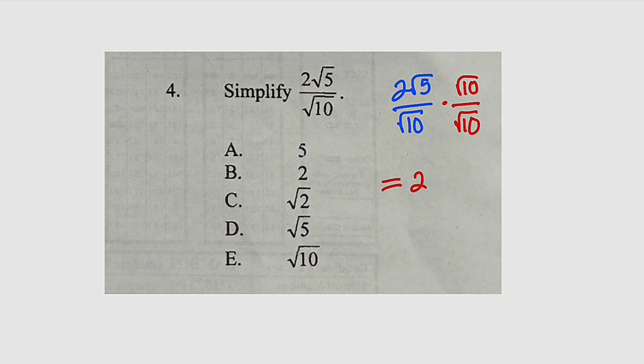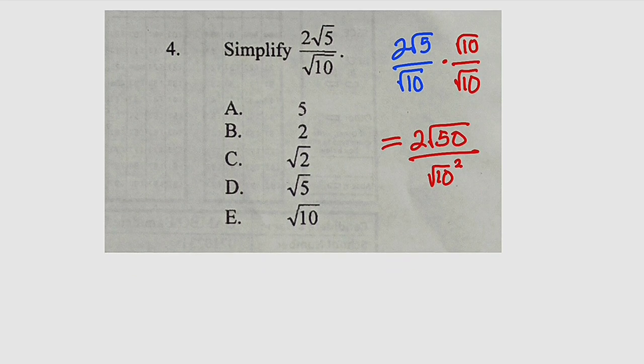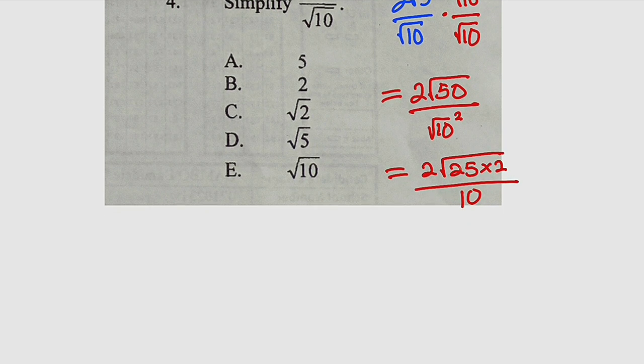So to the top we have 2 root 5 times root 10, which is root 50. To the bottom, we have root 10 times root 10, which is root 10 squared, right? And you know that 50 is the same thing as 25 times 2. So we have root of 25 times 2 divided by 10, because the power of 2 will clear the square root. Then we know that square root of 25 is 5. So you bring the 5 outside, it will multiply the 2. Then inside we still have square root of 2. Then you divide by 10.